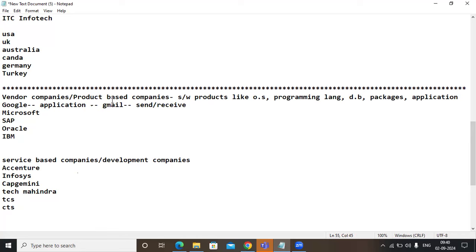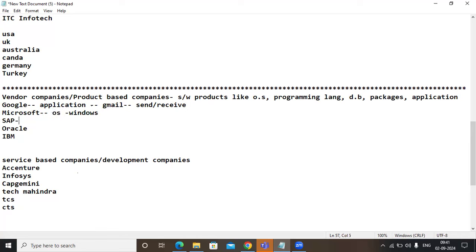The application was developed by Google company. In the same way, Microsoft company developed their own operating system, OS. OS stands for operating system. Which operating system did Microsoft company develop? Windows, that everybody knows, yes or no? Is Windows an operating system developed by Microsoft company?